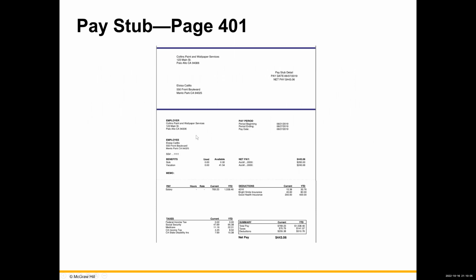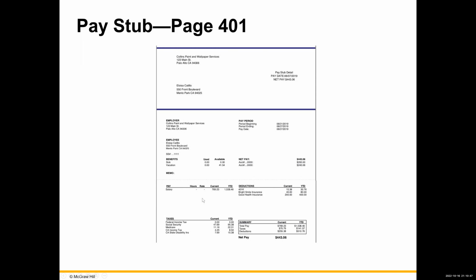Okay, now this is a pay stub that you might see, and I just wanted to share this with you because it's actually on page 401. Is that what's on here? Oh, there it is. Yeah, it's right on page 401. Notice that this is the pay stub. So this is not the check that was written, but this is what happened. We paid this guy with a check, let's say $443.06. Well, how did QuickBooks get to that amount?